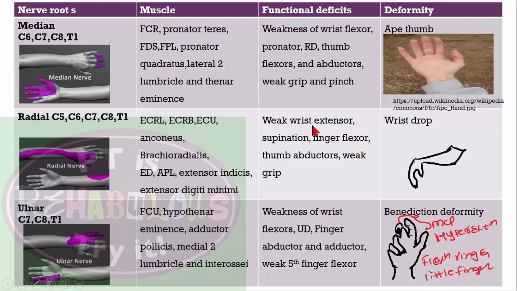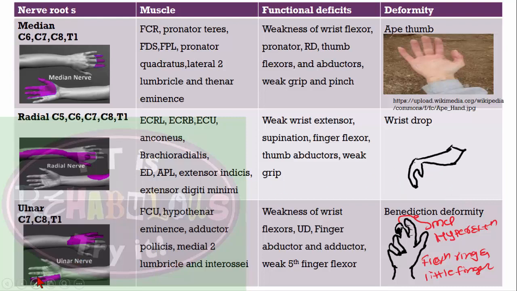If the patient is having weakness, the functional deficits: weakness of wrist extensors, supinators are affected, finger flexor, thumb abductors, and weakness of grip we can notice. The common deformity in radial nerve injury is wrist drop.